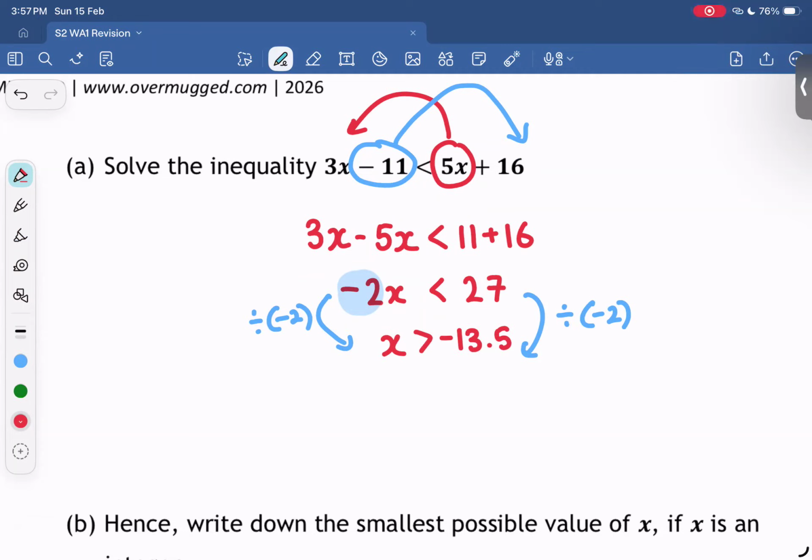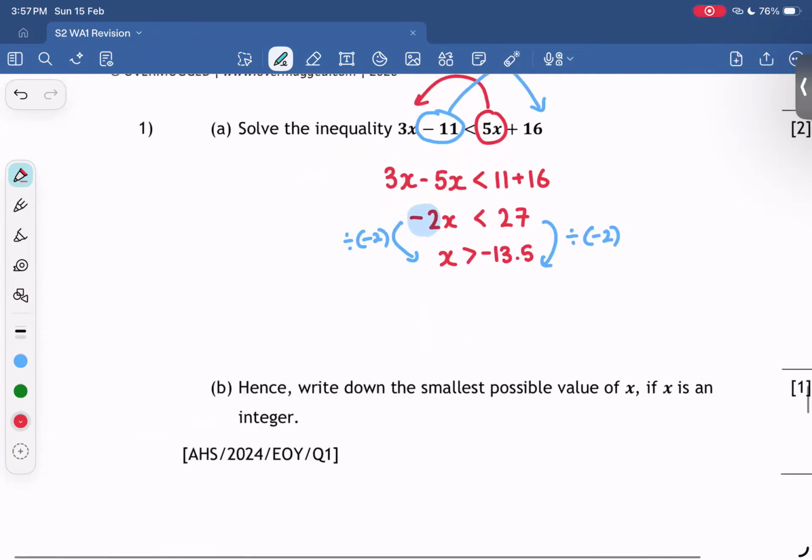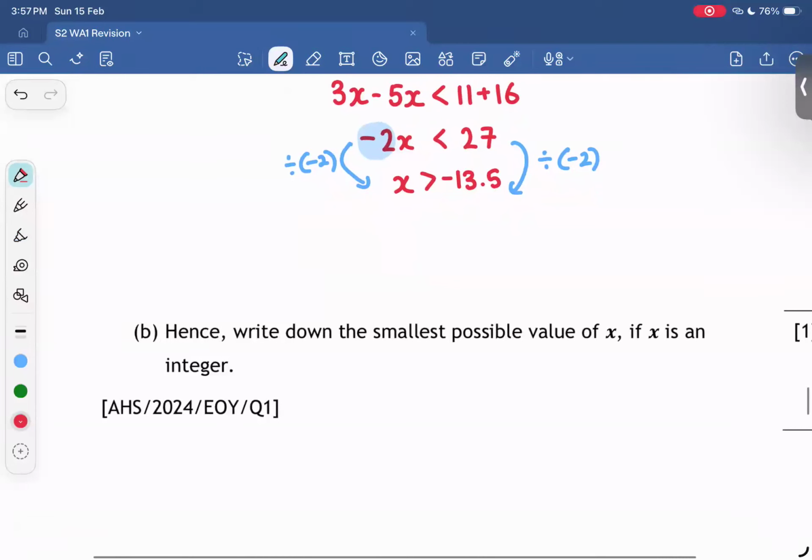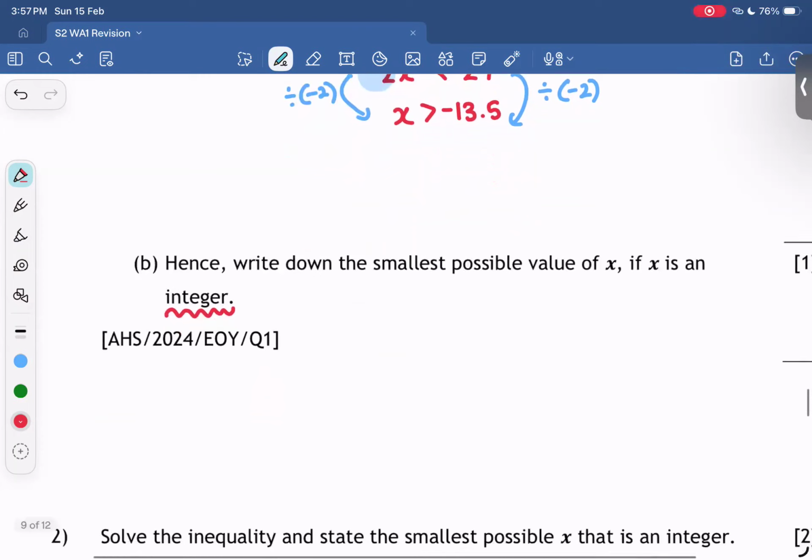Now for part B, the one where I think students can get a bit confused. They asked to state the possible values of x if x is an integer. The problem is not actually the mathematics side to it. It's understanding what is an integer. So an integer, guys, if you've already forgotten, back in Sec 1 you would have learned that integers can be positive or negative numbers.